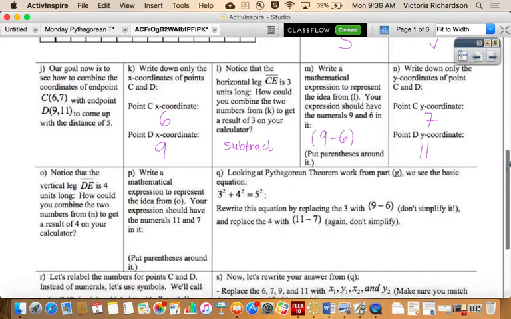So then it says, notice that the vertical leg, that's your up and down leg of DE, is 4 units long. How could you combine the 2 numbers from N to get a result of 4 in your calculator? Subtract, right? If you do 11 minus 7, you get 4. So we're going to subtract. So now we're going to write that as an expression in parentheses. So we're going to do 11 minus 7. And the parentheses are important. They'll come into play in just a little bit.